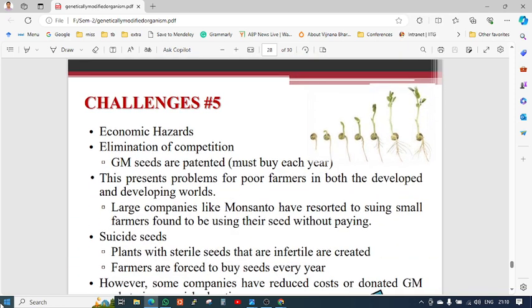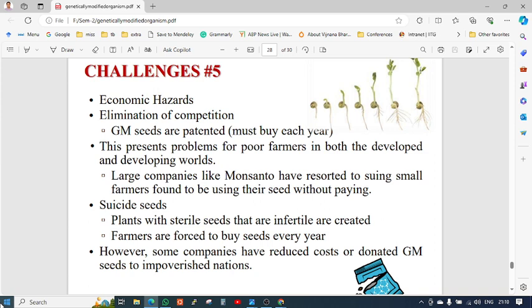Next challenge, economic hazards, and elimination of competition. These are very serious challenges. These may also be called disadvantages of the GMO. Economic hazards means the economy or the richness of these farmers or farms is going to be seriously and suddenly affected. So these are called economic hazards, a sudden decrease of finance due to GMO, because GMO has developed different varieties.